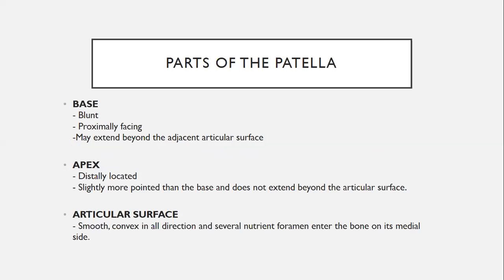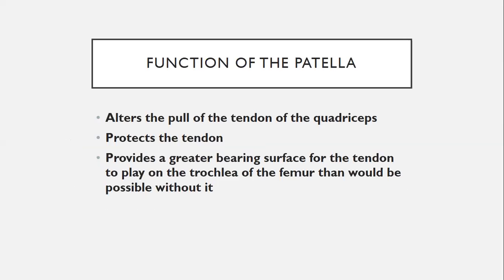Parts of the patella, they have a base, apex, and articular surface. So what are the functions of the patella? They alter the pull of the tendon of the quadriceps, they protect the tendon, and provide a greater bearing surface for the tendon to play on the trochlea of the femur than would be possible without it.